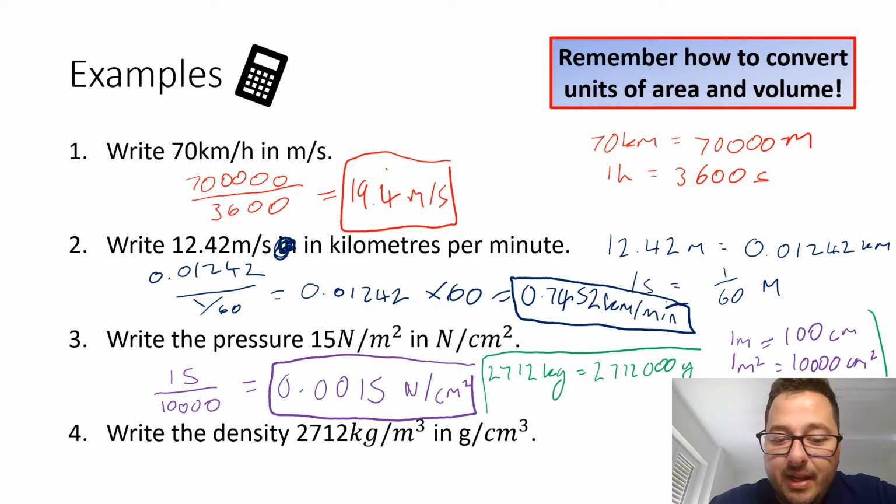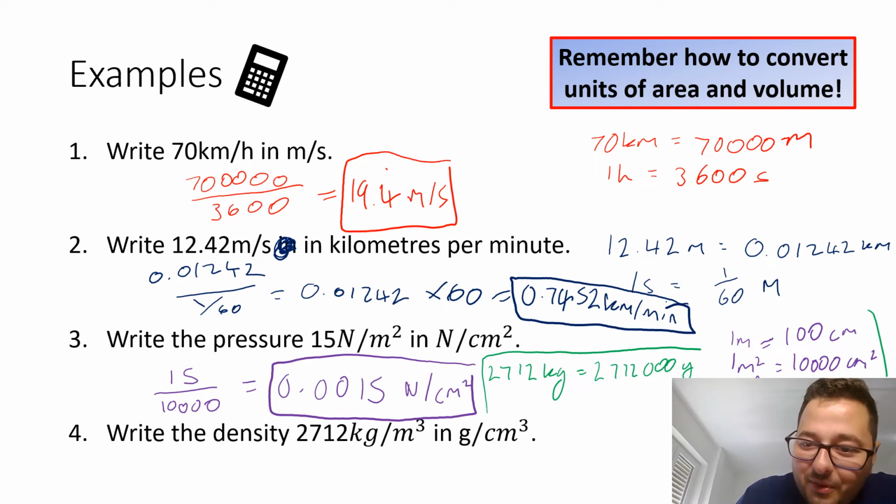So I'll use the same idea. So 1 meter cubed times by another 100 to get the cubed, you're going to get 1 million centimeters cubed.